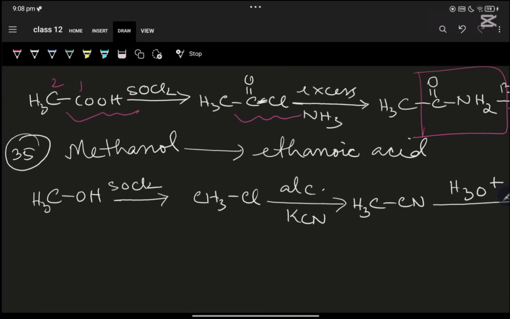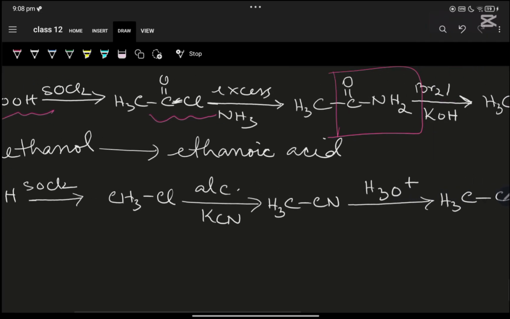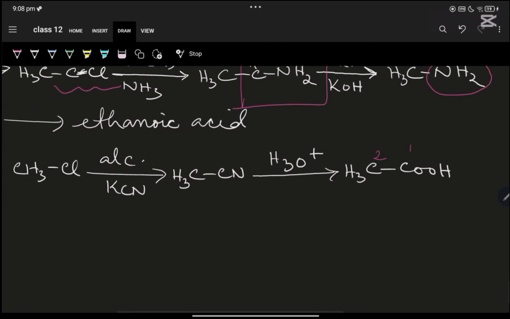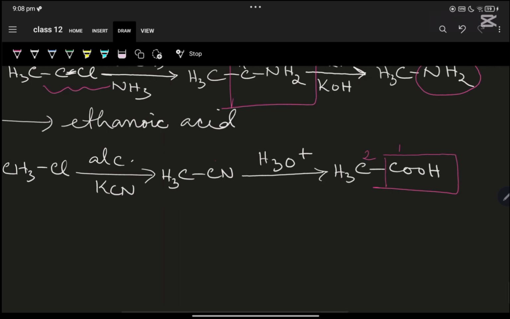So, methanol to ethanoic acid. You have a 1 carbon atom alcohol. Now you need a 2 carbon atom acid. What to do? I told you that if you have to increase the number of carbon atoms, either go by Grignard or go by CN. So if you need COOH, you can do the hydrolysis of CN and get COOH.